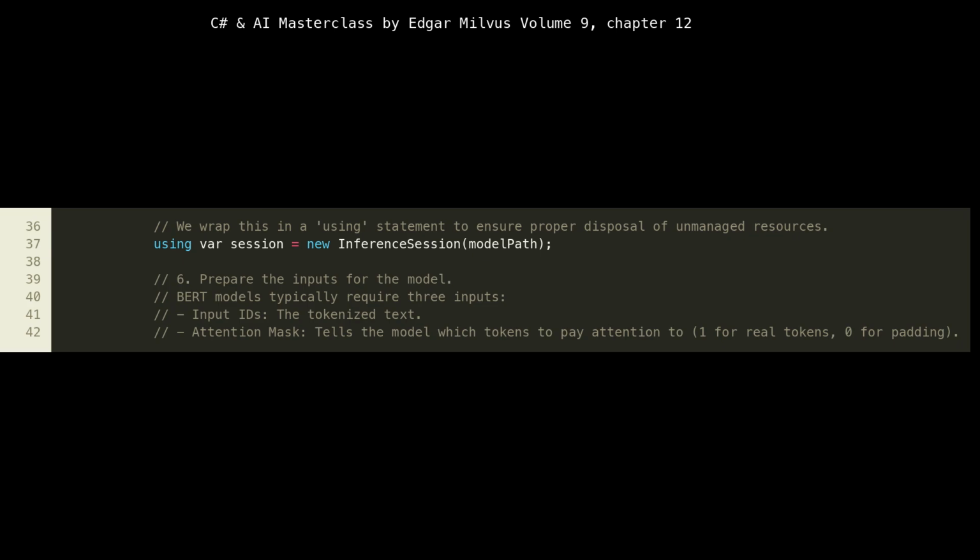InferenceSession objects often wrap native code and memory allocations, so ensuring they are properly disposed of, even if an exception occurs, prevents memory leaks and resource exhaustion. Without using, we would need to manually call session.Dispose, which is error-prone. This decision is crucial for application stability and efficient resource management, especially in long-running services or applications with frequent model inferences.